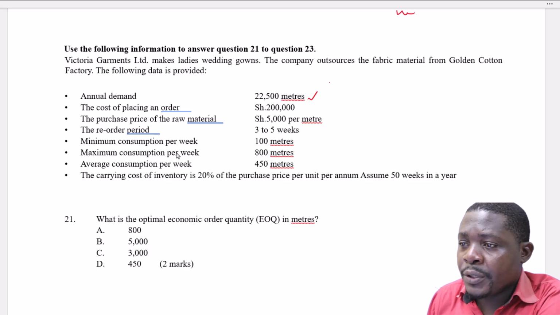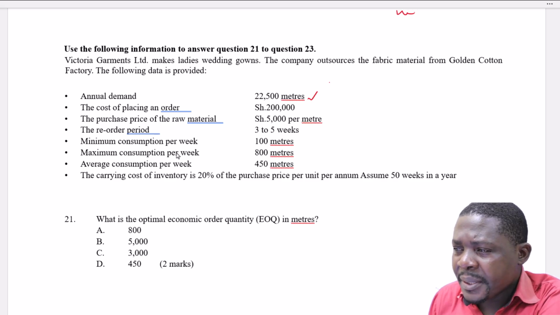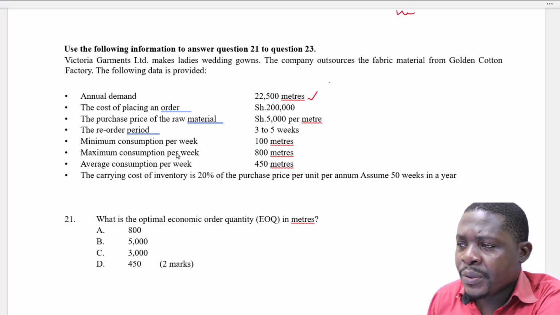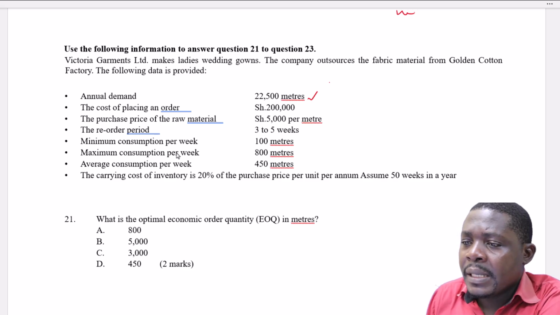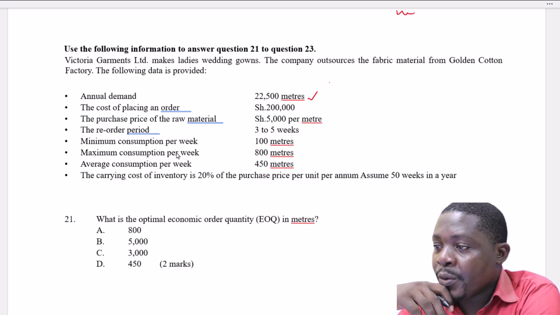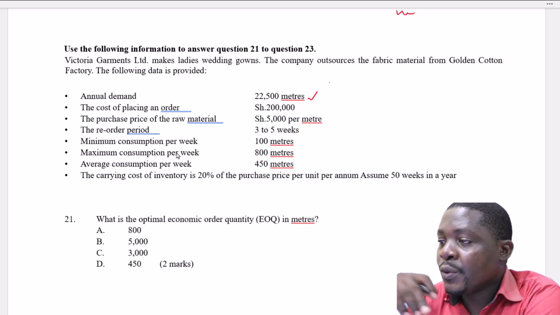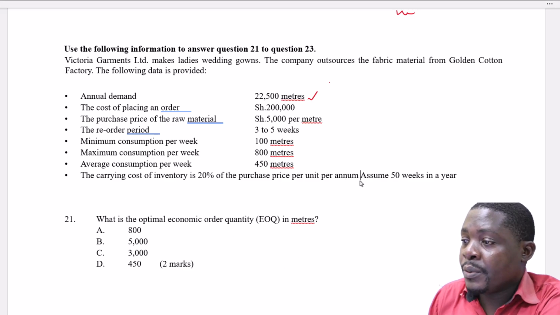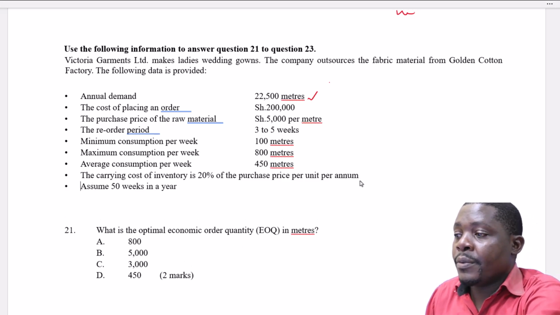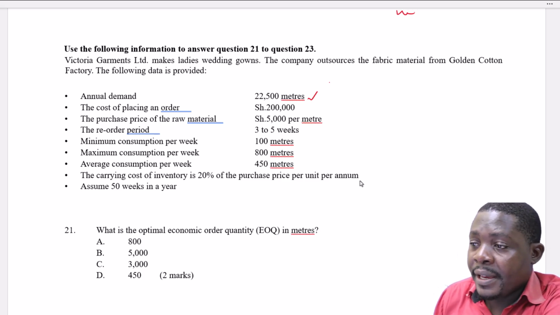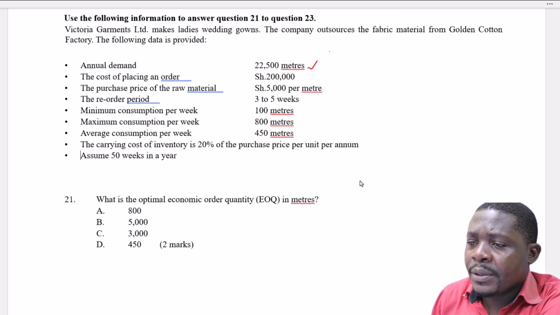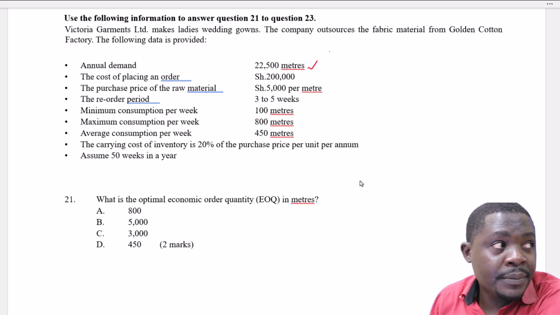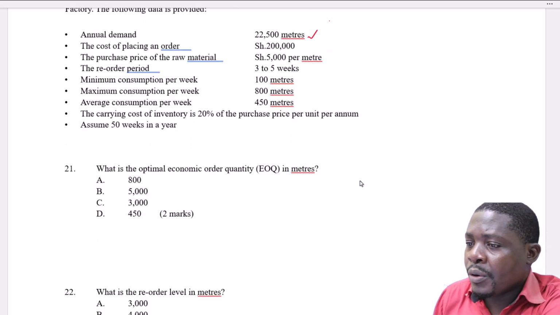Minimum consumption per week, we have 100 meters. Maximum consumption per week, 800 meters. Average consumption per week has also been given. The carrying cost of inventory is 20% of the purchase price per unit per annum. Assume we have 50 weeks in a year. Then we are told: what is the optimum economic order quantity?